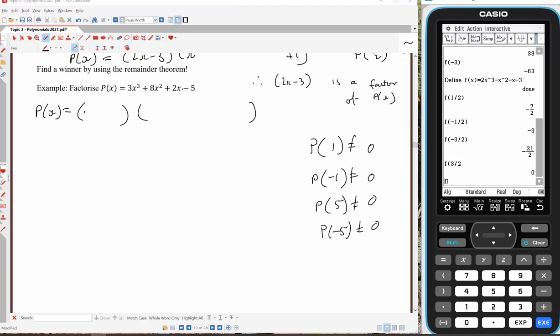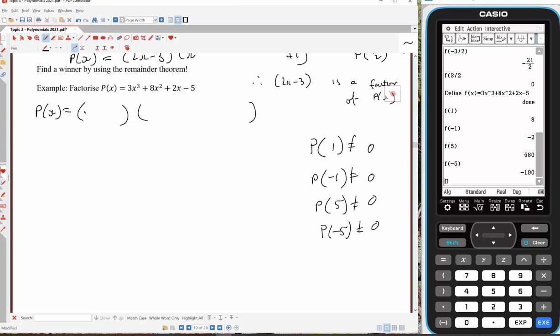What we're going to try is to find a different factor. I'm going to do a fair bit of the legwork on the calculator. F of x equals 3x cubed plus 8x squared plus 2x take 5. Okay, f of 1, this is just proving it to you, f of negative 1, f of 5, and f of negative 5. So none of them work. So let's go back to the drawing board and work out what our factors could be.